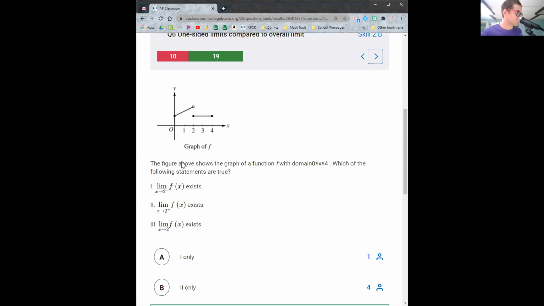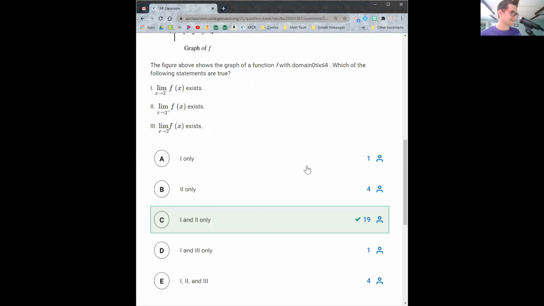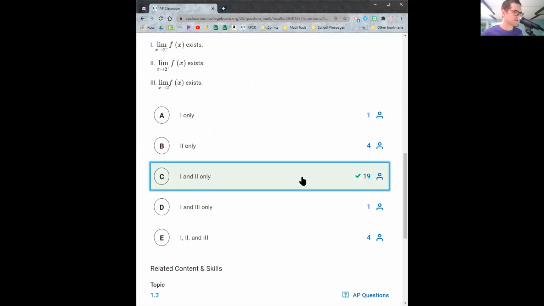Which of these is true? From the left, the limit exists. From the right, the limit exists. The limit does not exist. Even though there's not a value there, it's still approaching a value, and here it's still approaching a value, but there's two different values, so the limit doesn't exist, and that's why that's the correct answer there.